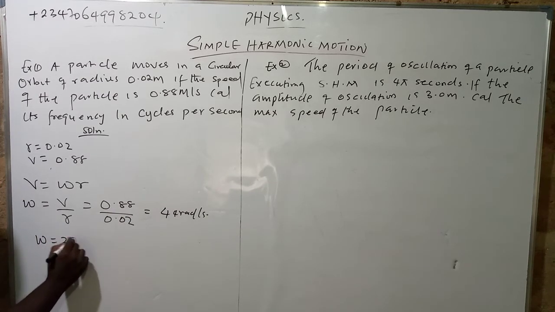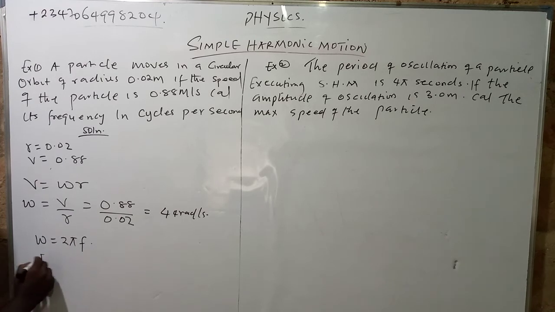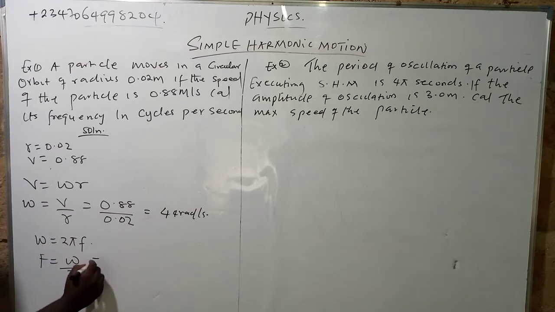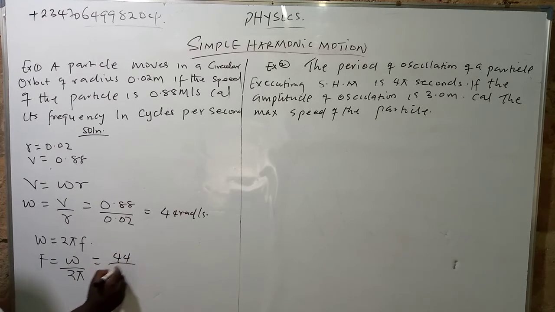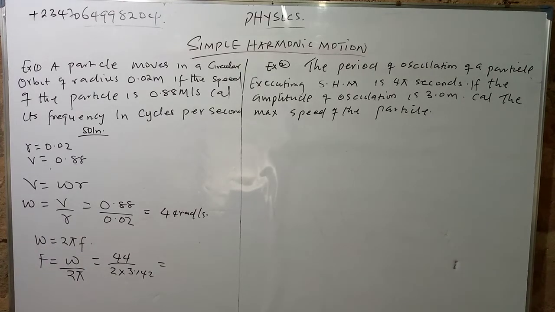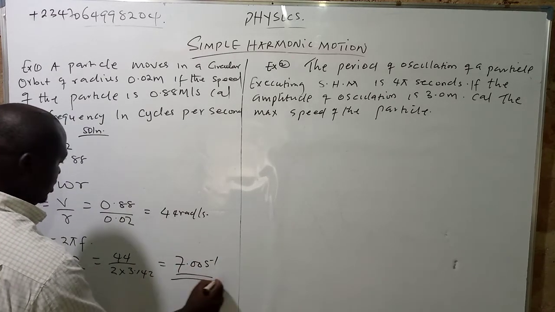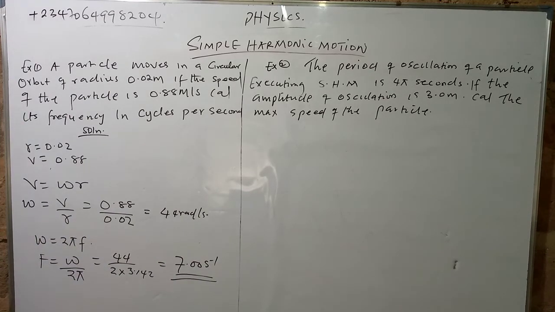Now the next thing is, we want to calculate the frequency, and we already know that omega is equal to 2 pi f. So making f the subject of the formula, we have omega all over 2 pi. So this is now 44 divided by 2 times 3.142, and that should give you an answer of 7.00 per second, or 7.00 hertz. Frequency has 2 SI units.